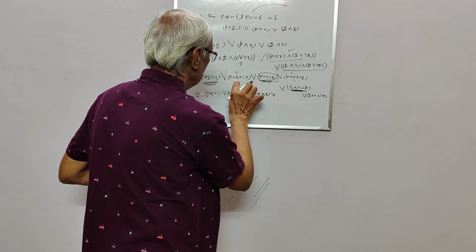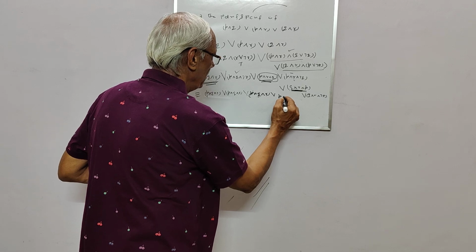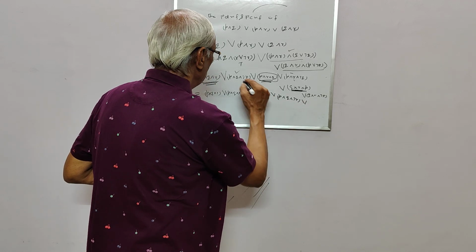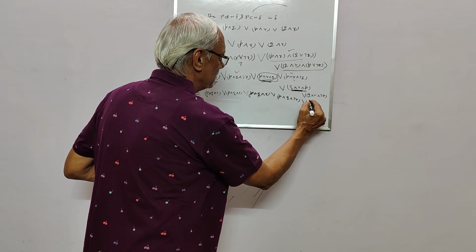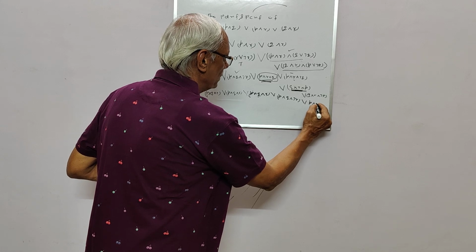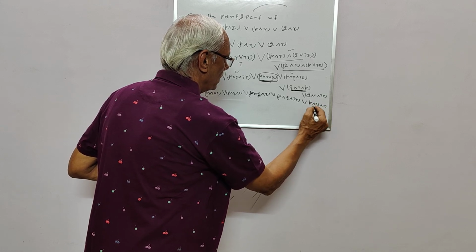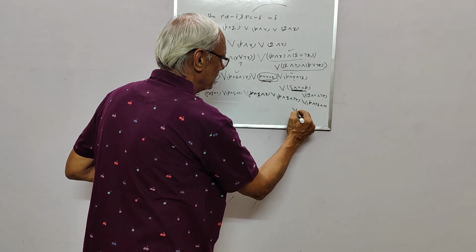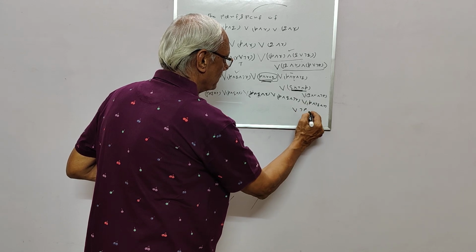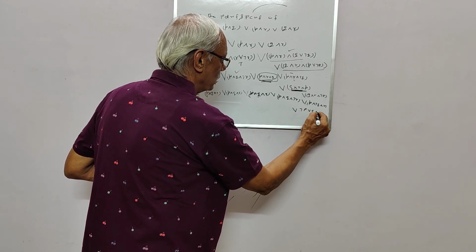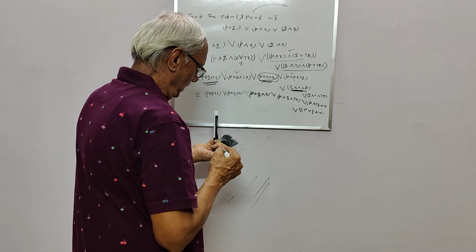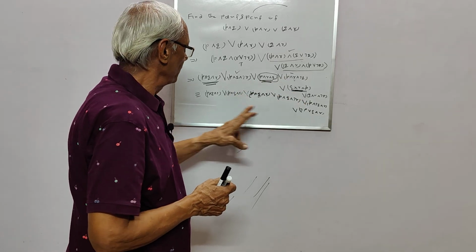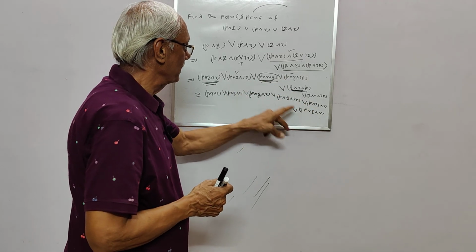Then conjunction, as I have written here, P conjunction Q conjunction negation of R. So this I have written here. Then it is P conjunction negation Q conjunction R. So this is written. Now the last one that is remaining is negation P conjunction Q conjunction R. Now how many terms are here? Just read this. 1, 2, 3, 4, 5, 6.